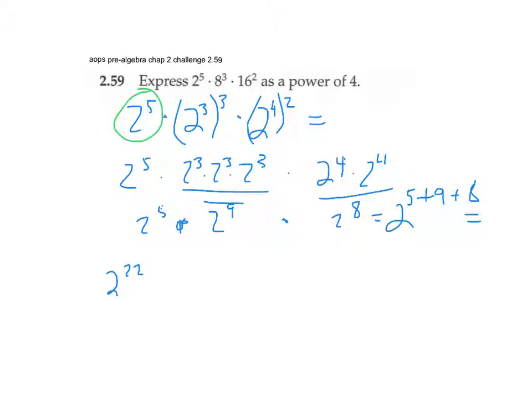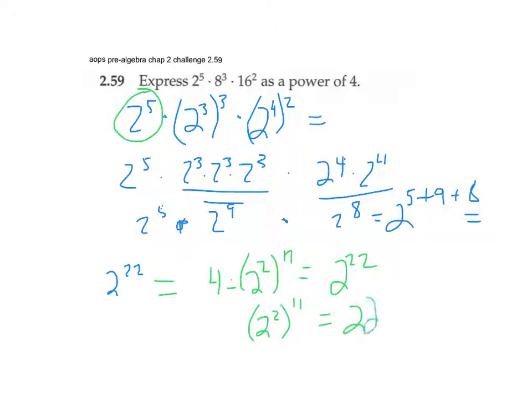Okay, so now you can say, well, what is like that? So 4 equals 2 squared. So what power n can you raise 2 squared to such that it equals 2 to the 22nd? Well, it looks like 11, right? So if we make n 11, then 2 squared to the 11th power equals 2 to the 22nd, right? But that 2 squared is just 4. So 4 to the 11th is our answer.